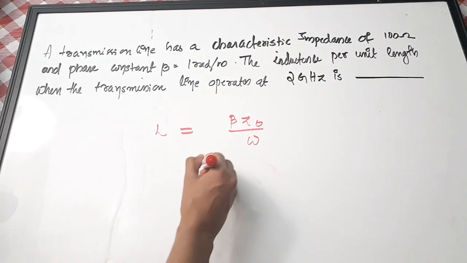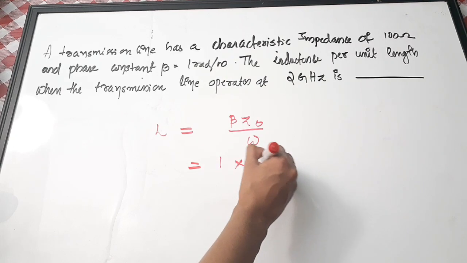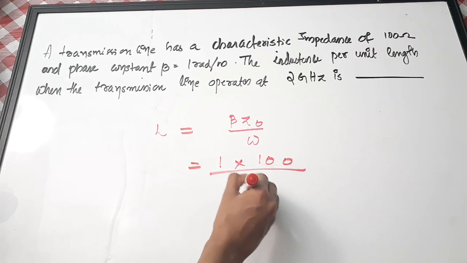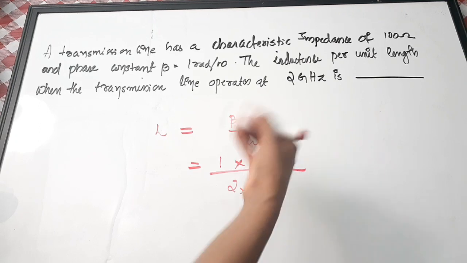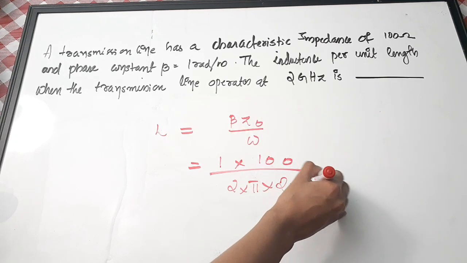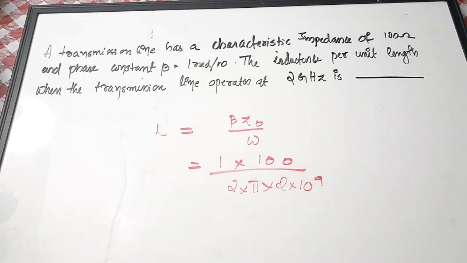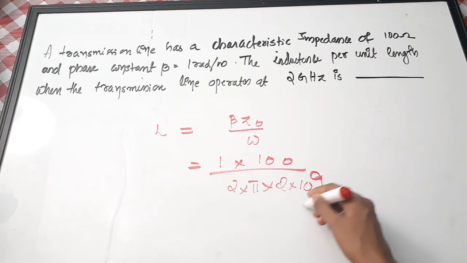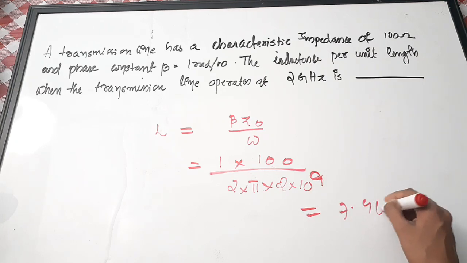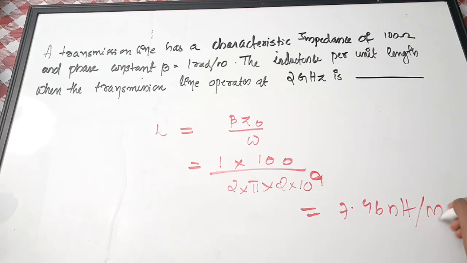That is equal to beta is 1 into 100 ohms by 2 into pi into 2 gigahertz, 2 into 10 raised to 9. Right, this is the expression, and the value coming is 7.96 nano Henry per meter. Since it is inductance per unit length, it is per meter. 7.96 nano Henry per meter is the inductance per unit length coming. Okay.